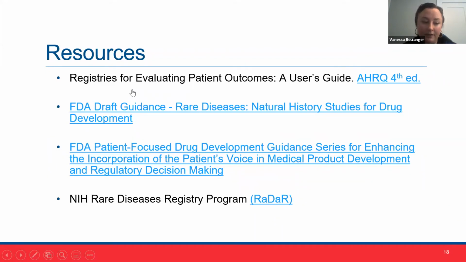And then the NIH has a great toolkit on their RADAR site. So I would encourage you to take a look there as well if you're interested in designing your own work.